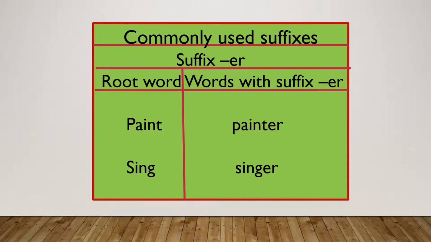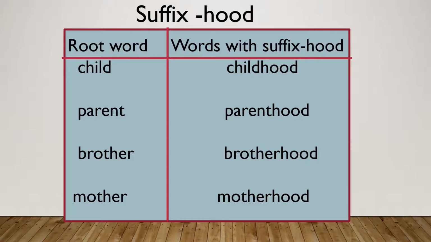Now student, let's see the next suffix. The next suffix is hood, H-O-O-D, hood. Let's see how we can use this suffix. Here the root words are child, parent, brother and mother. We are using hood, correct? So the words will be childhood, parenthood, brotherhood and motherhood.